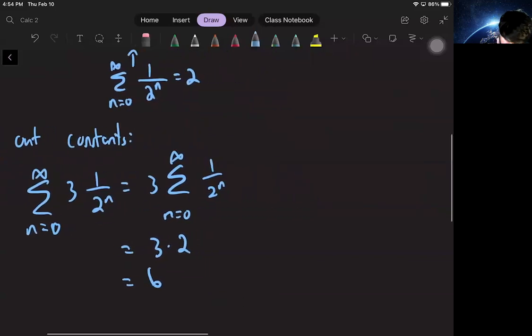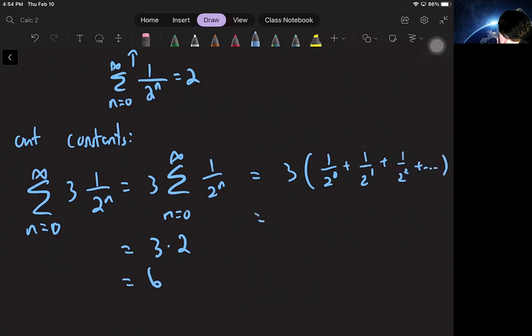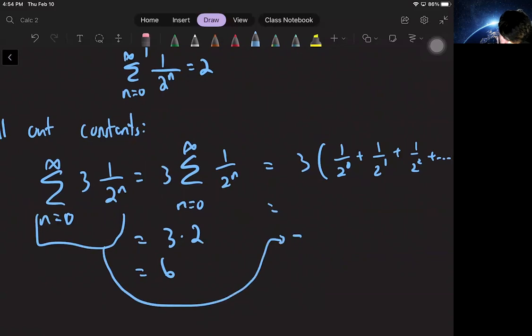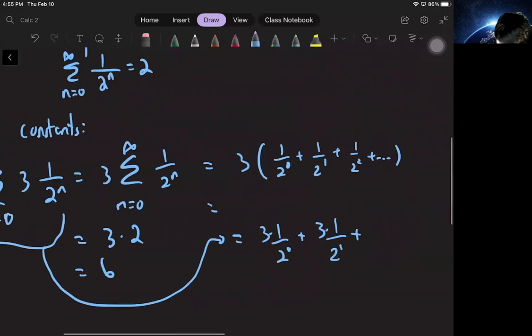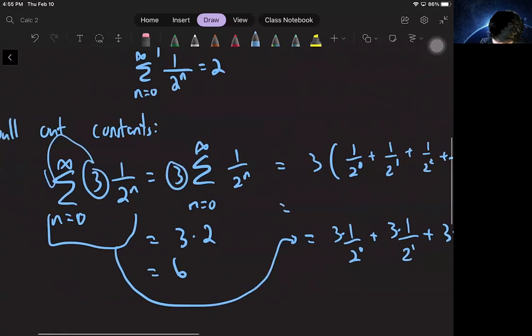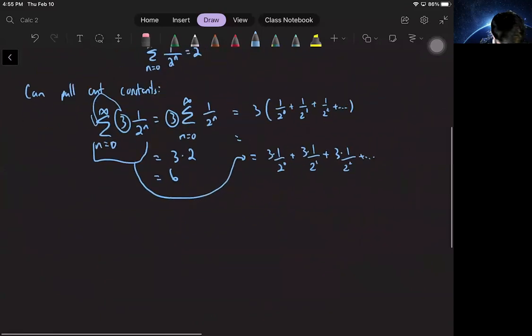The other way to think about it is like, this really means like 3 times 1 over 2 to the 0 plus 1 over 2 to the 1 plus 1 over 2 to the 2 and so on. And of course, that's the same as if I have it on the inside. Then I'm just multiplying 3 to each thing individually. So it's really like I'm just factoring out the 3. That's why you can take a constant out like this. Okay, so we're going to use that a lot. That's probably the most useful one.